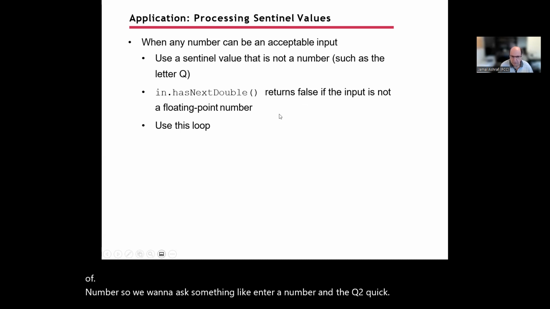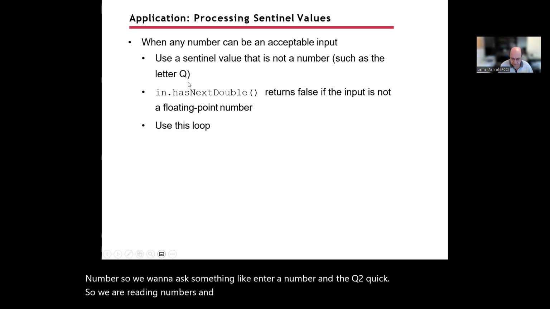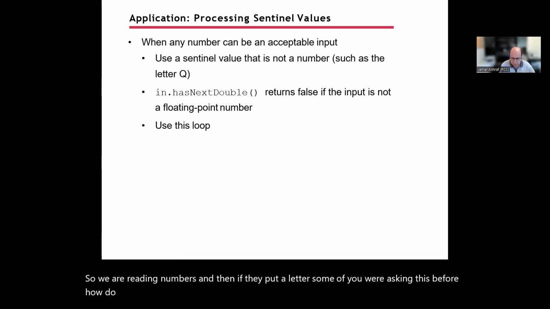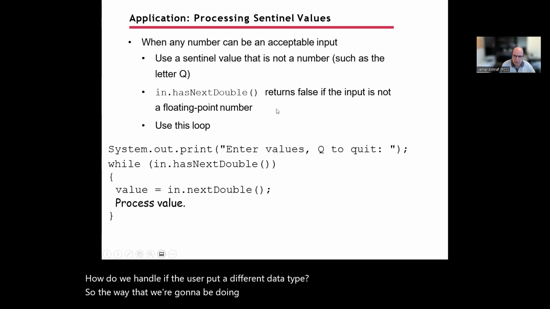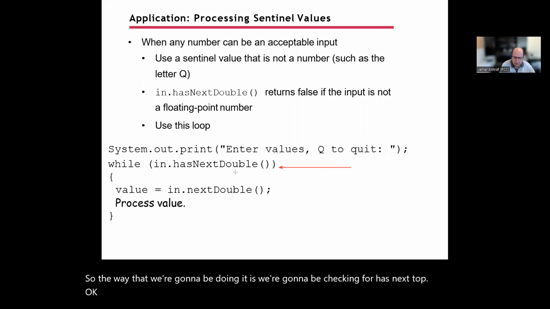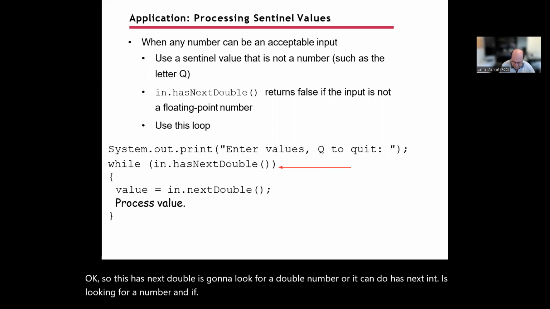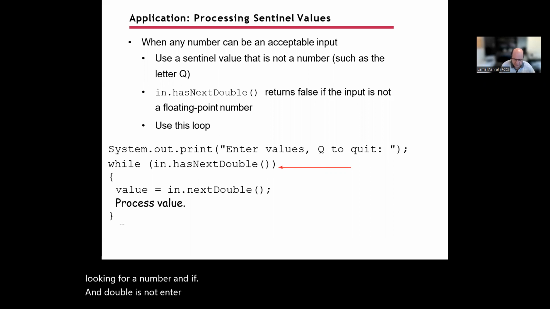We are reading numbers, and if they put a letter, some of you were asking before, how do we handle it if the user puts a different data type? The way we do it is by checking for has next double. This has next double looks for a double number, or we can use has next int, which looks for an integer. If a number is not entered, it's just going to get out of the loop.